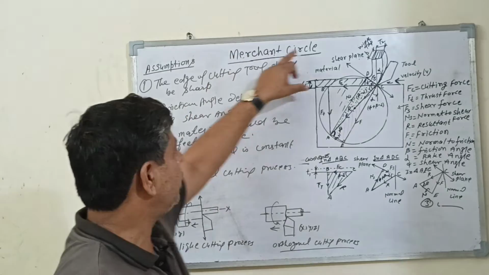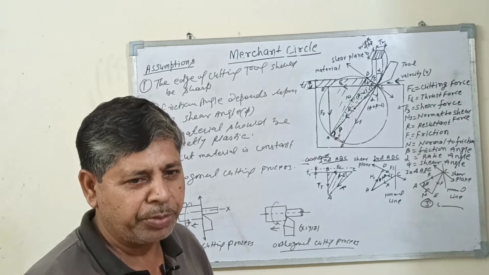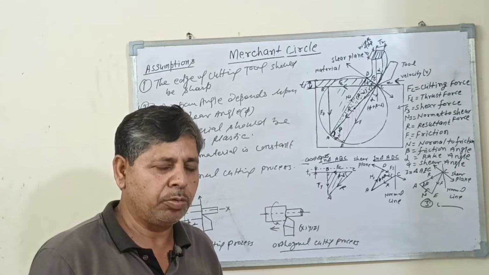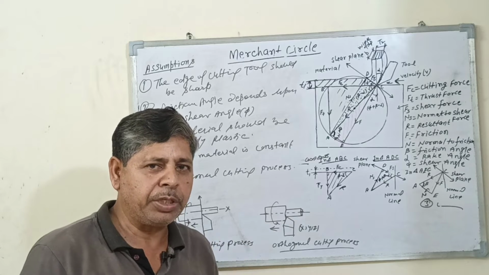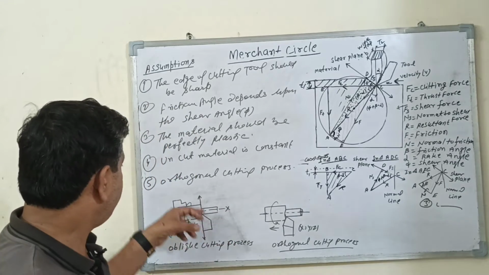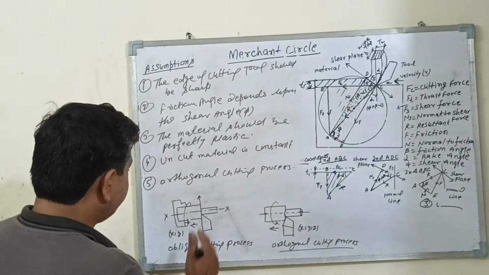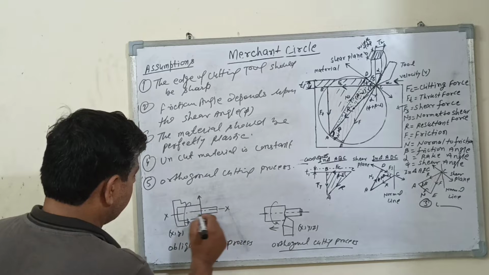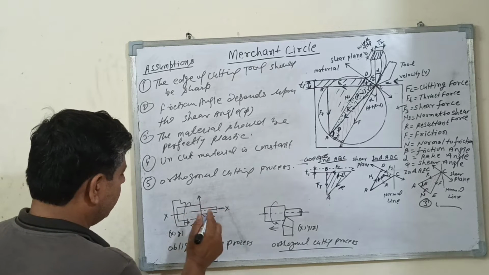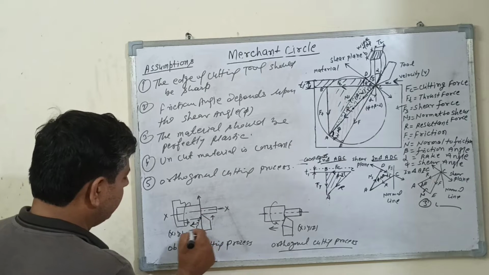Today my topic is the merchant circle. When the excess material is removed from the outer periphery of the workpiece with the help of a single point cutting tool, the workpiece is firmly held in a 3-jaw chuck or 4-jaw chuck of a lathe machine. When the workpiece is rotated in an anti-clockwise direction, the tool is fed against the rotating axis of the workpiece to remove the metal in the form of chips.